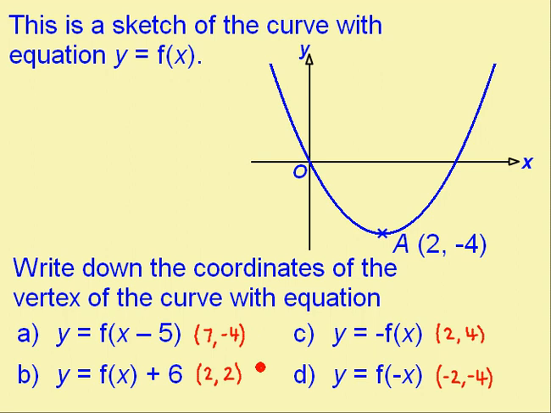Here are the answers. For this one, the graph moves 5 to the right, so I've added 5 onto the x-coordinate. For this one, the graph moves 6 up, so I've added 6 onto the y-coordinate. For this one, the graph reflects in the x-axis, so I've made the y-coordinate the negative of what it originally was. And for this one, the graph reflects in the y-axis, so I've made the x-coordinate the negative of what it originally was.